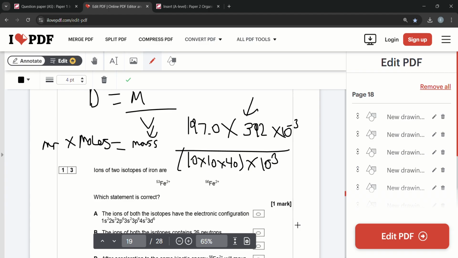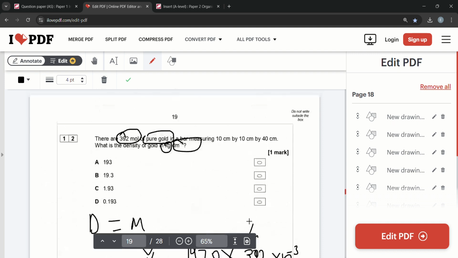So if we do that, 197.0 times 392, times 10 to the power -3, divided by 10 times 10 times 40 times 10 to the power -3, we should get 19.306. So the answer is B, 19.3.